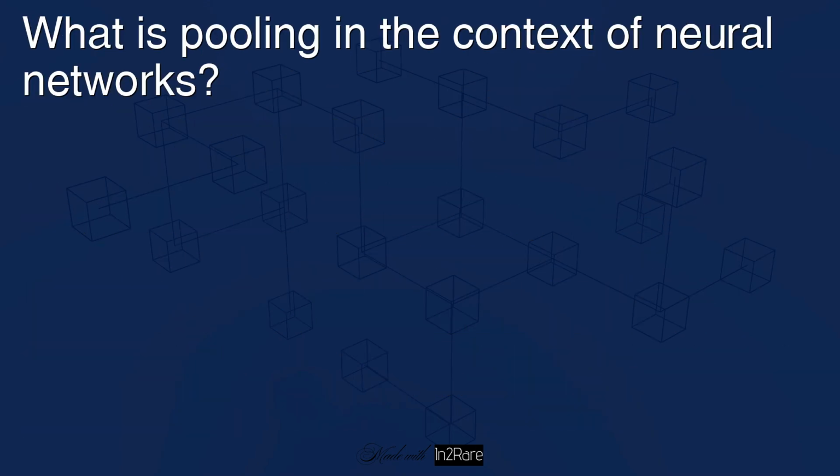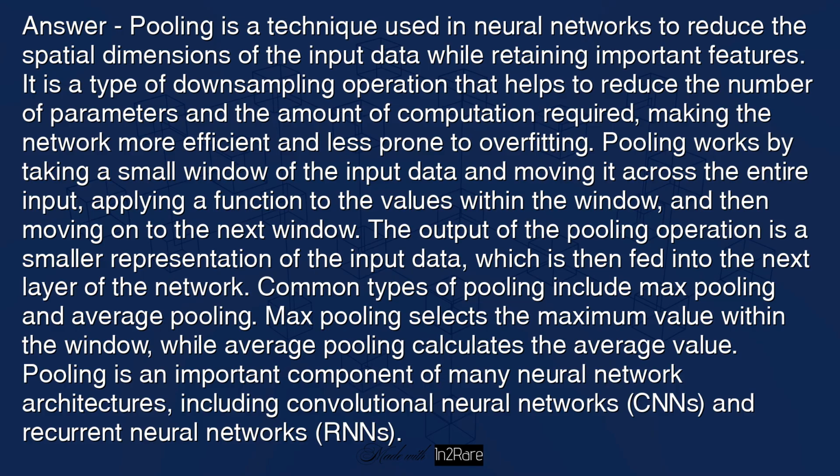What is pooling in the context of neural networks? Answer: pooling is a technique used in neural networks to reduce the spatial dimensions of the input data while retaining important features. It is a type of downsampling operation that helps to reduce the number of parameters and the amount of computation required, making the network more efficient and less prone to overfitting. Pooling works by taking a small window of the input data and moving it across the entire input, applying a function to the values within the window, and then moving on to the next window. The output of the pooling operation is a smaller representation of the input data, which is then fed into the next layer of the network.